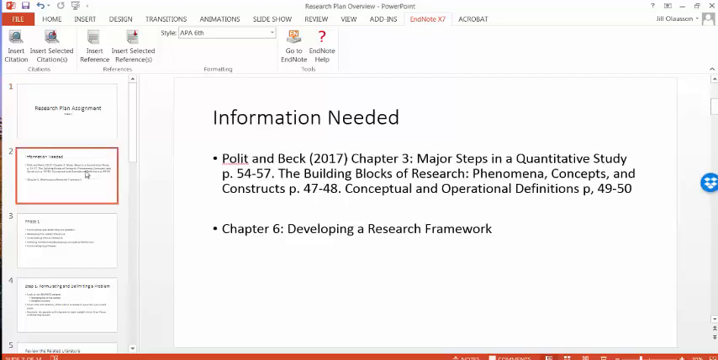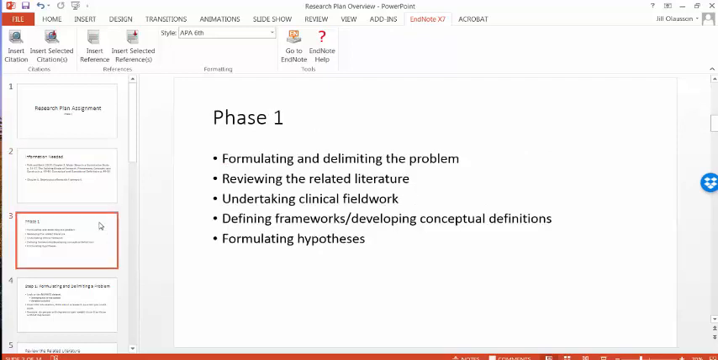So the information you'll need is really to look at Follett and Beck, especially Chapter 3, Major Steps in a Quantitative Study, the Building Blocks of Research, and the Conceptual and Operational Definitions, and Chapter 6, Developing a Research Framework. These readings were assigned to you, but just pointing out that you had many readings. These are ones that can be very helpful specifically for this assignment.